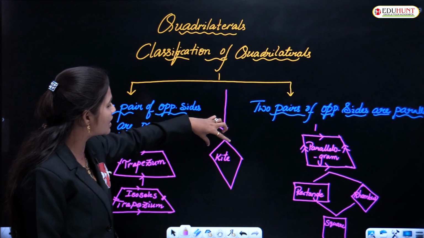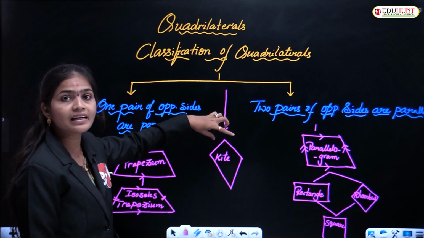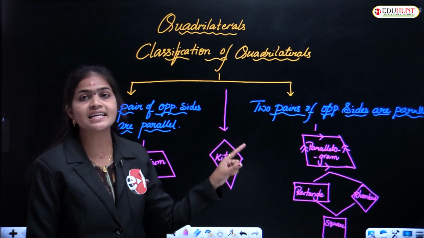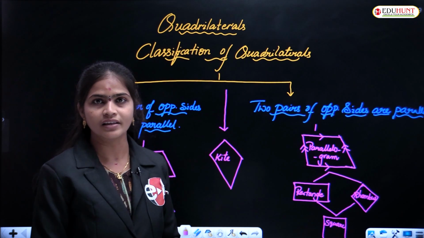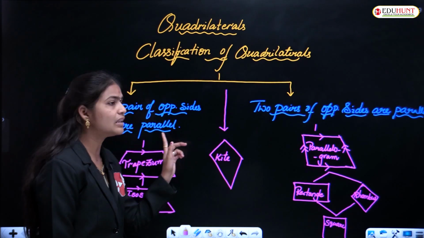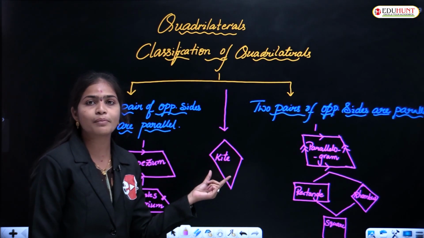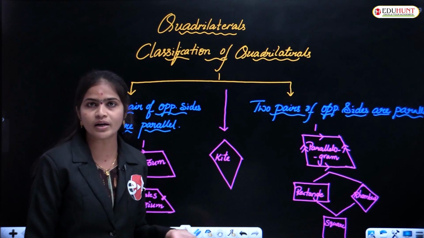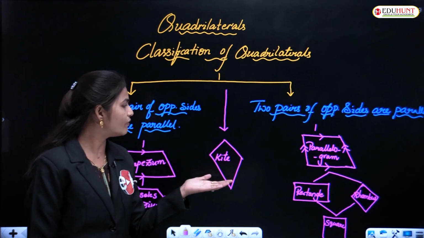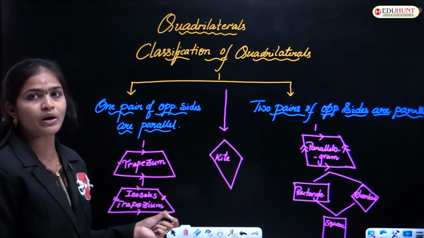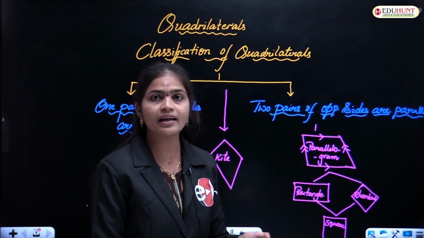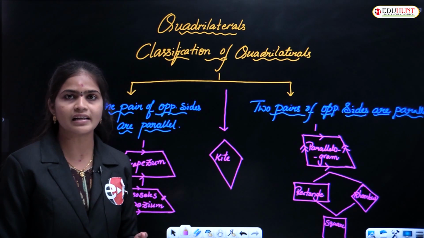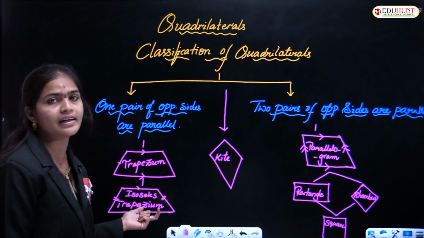Here we have to say that at least one pair of adjacent sides are equal. Here we are talking about parallel, but here we have to say equal. That's why we call this one a special type of quadrilateral. Now we will discuss each quadrilateral individually, and we will learn the properties of each type of quadrilateral.